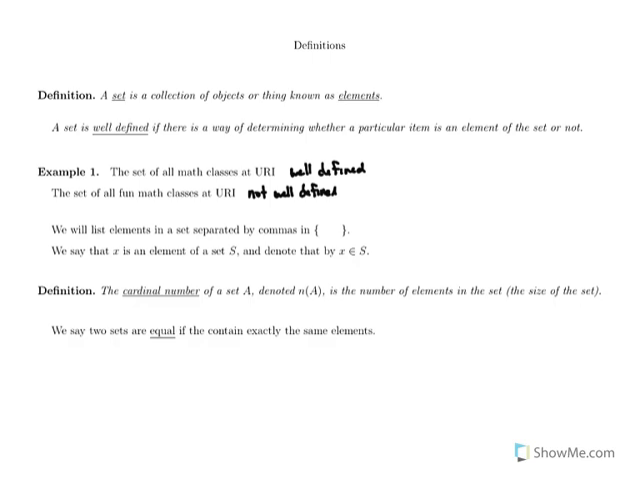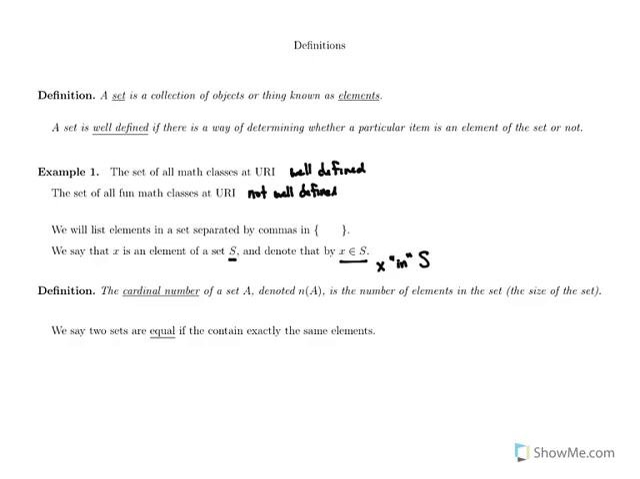So we're going to list elements in a set separated by commas in these curly brackets. And we're going to say that X is an element of a set S. We usually represent sets with capital letters. We say X is an element of a set by doing X in S. And that in symbol is like a weird looking E.